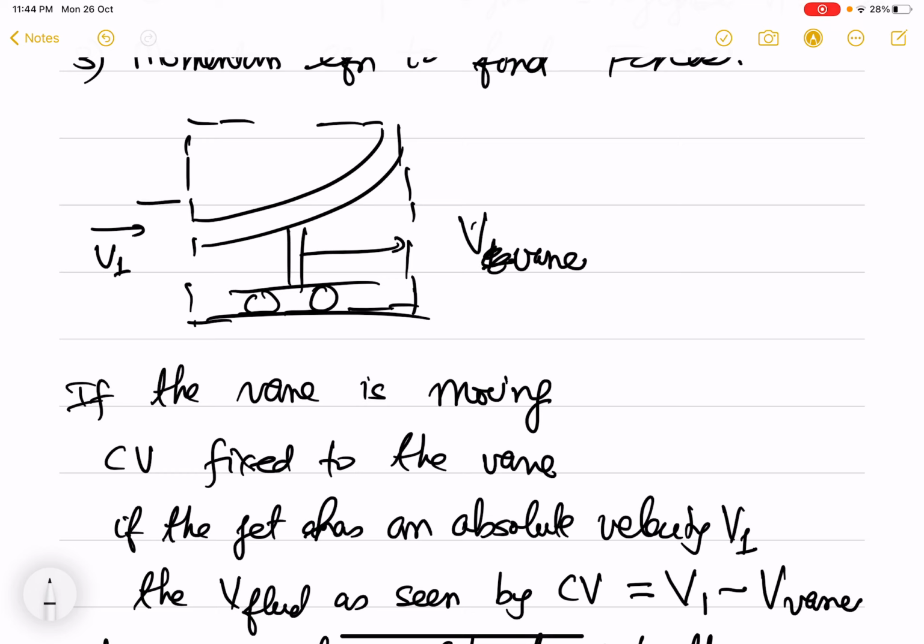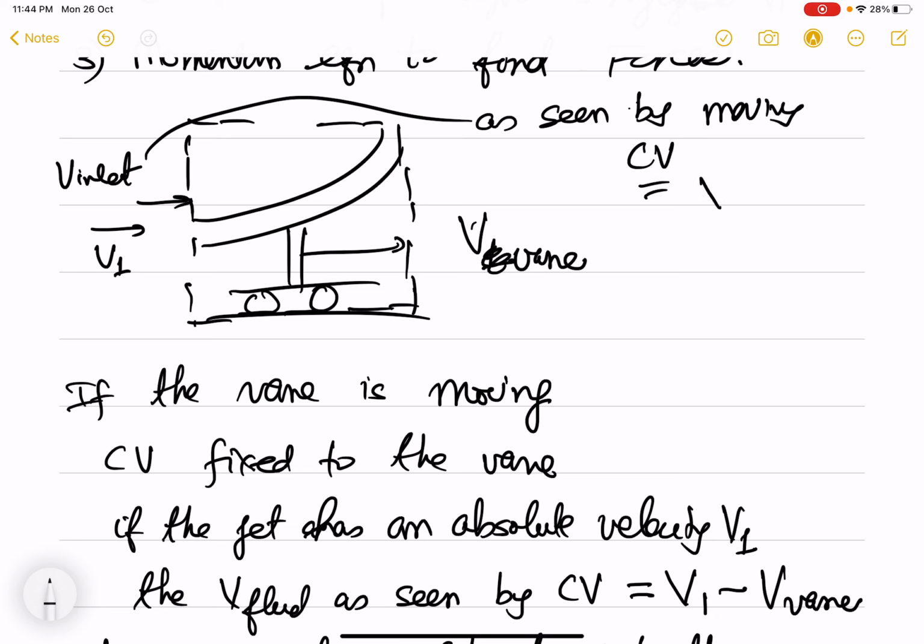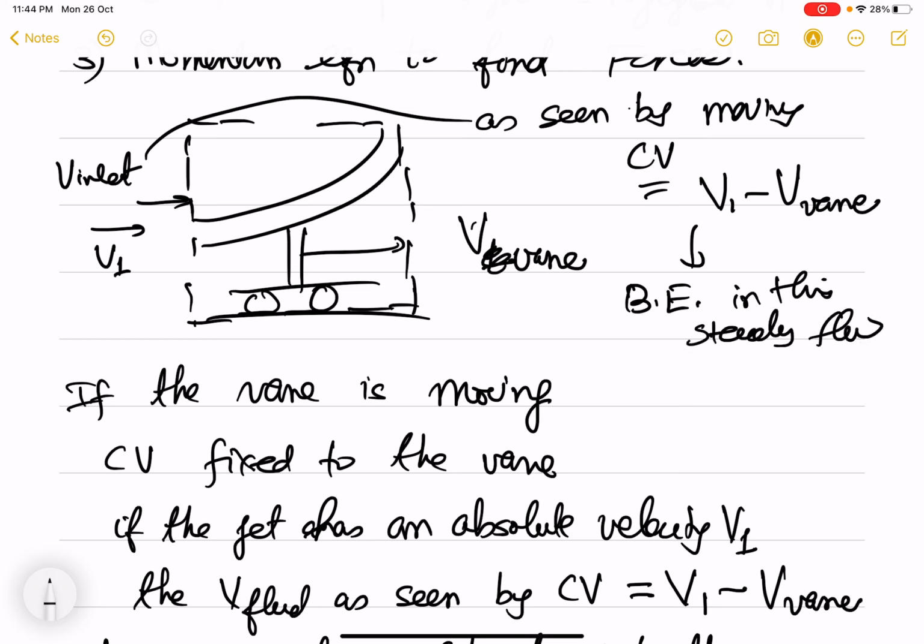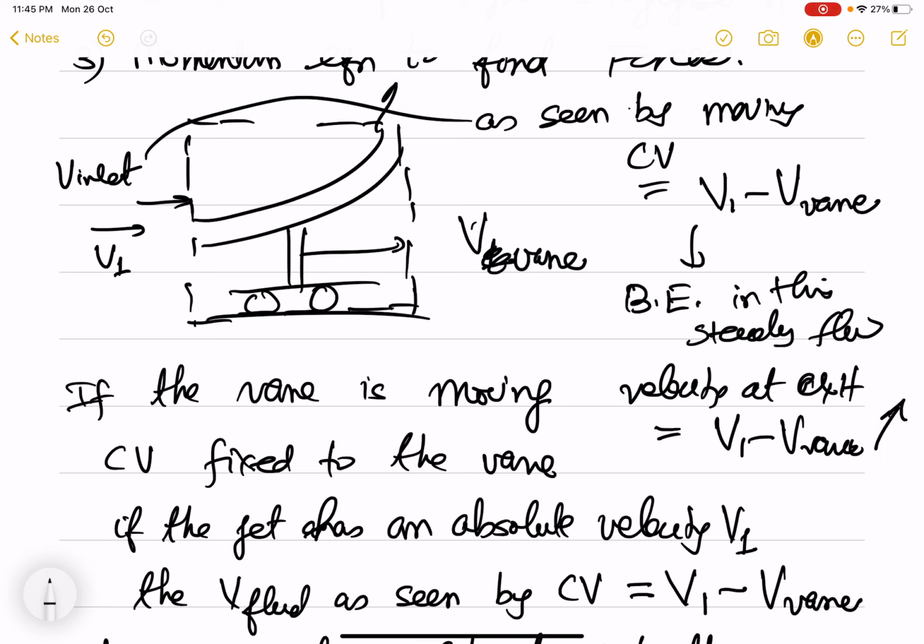So in this control volume, I see V inlet as seen by the moving control volume. This is equal to V1 minus V vane. And now when I apply the Bernoulli equation in this steady flow, which is the moving control volume, the velocity at the exit is also equal to V1 minus V vane at an angle. So then I can solve the problem.